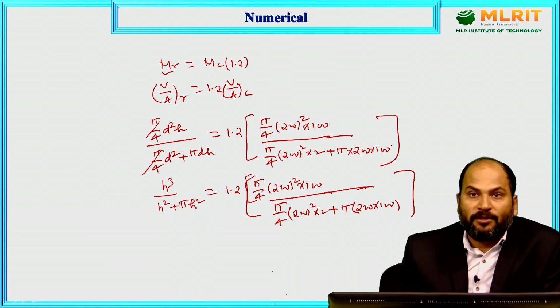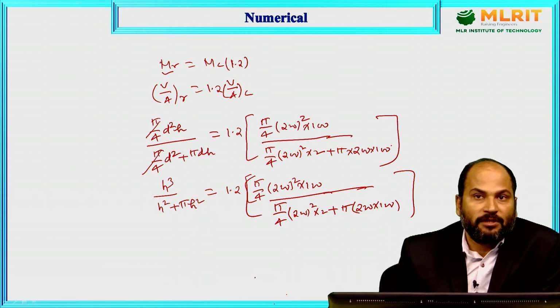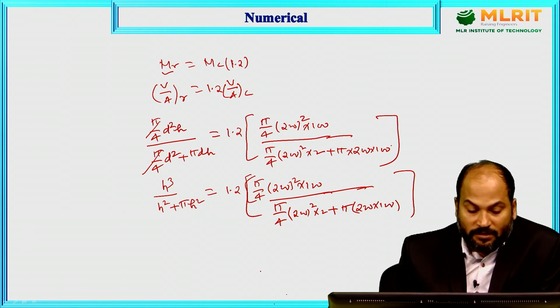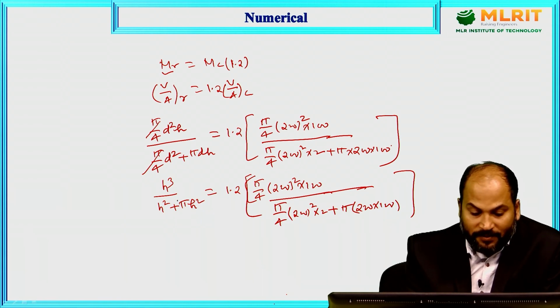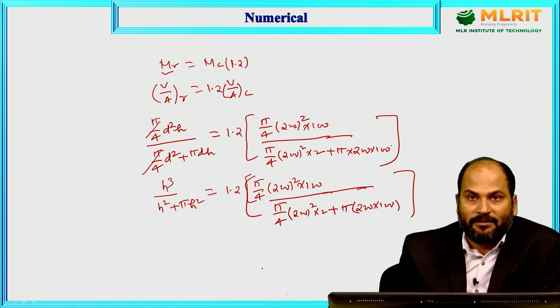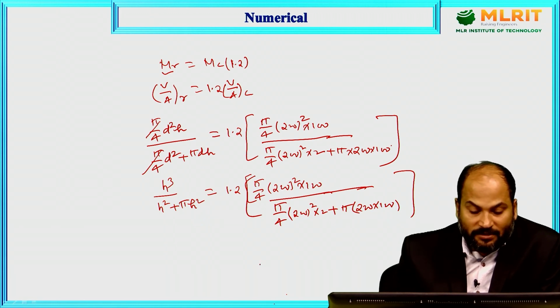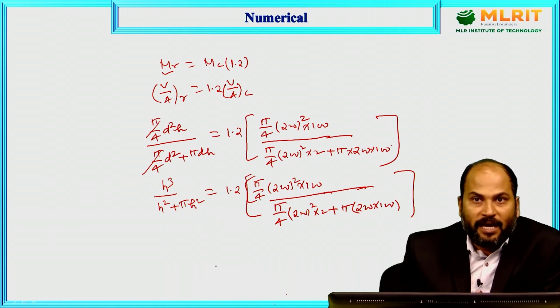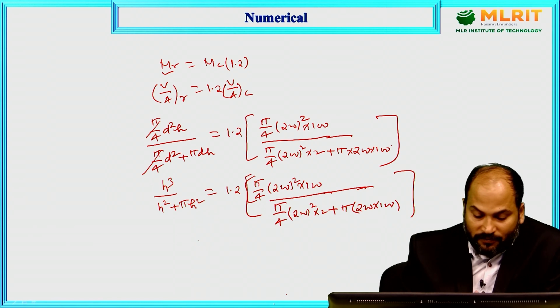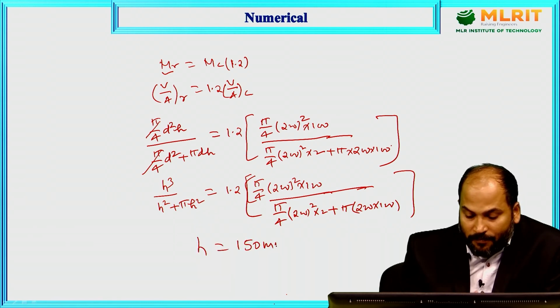I am not solving this; you can solve it, it's not a tough thing, an easy calculation, because it is a linear equation with only one variable, h. That h we have to find out. Once we solve this, the value of h comes out to be 150 mm. So this is the answer.